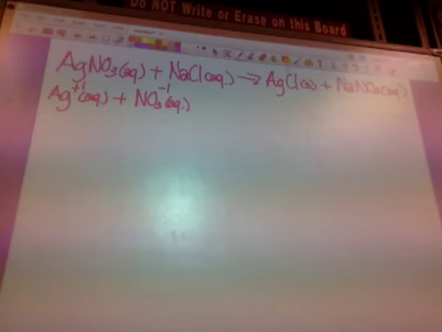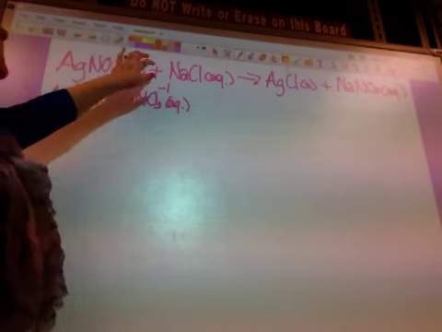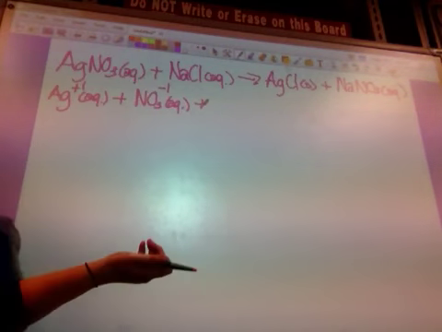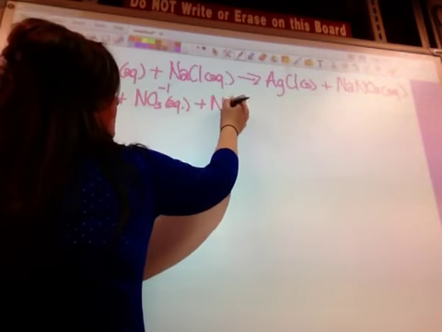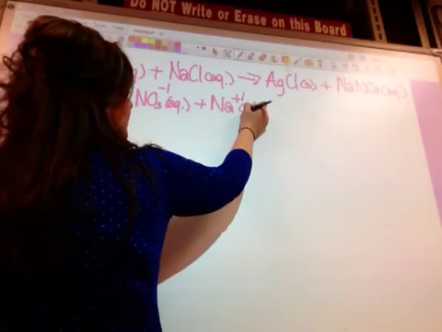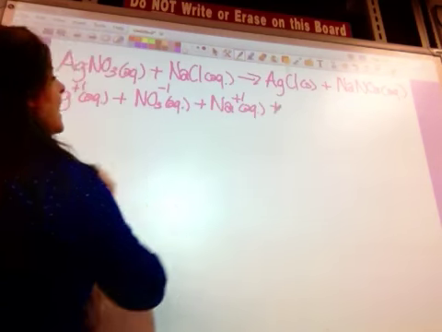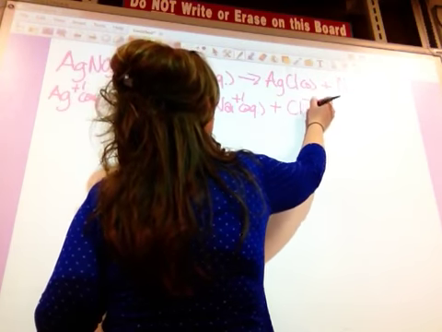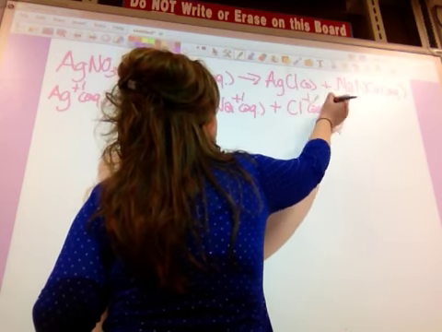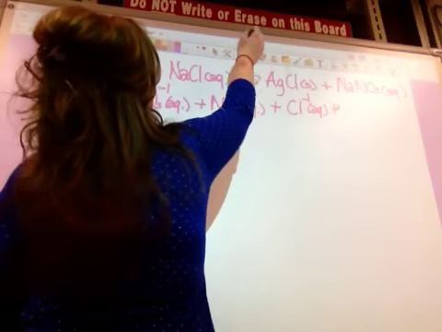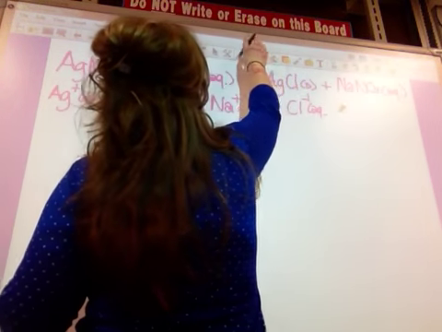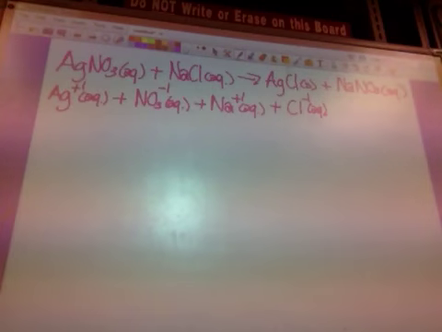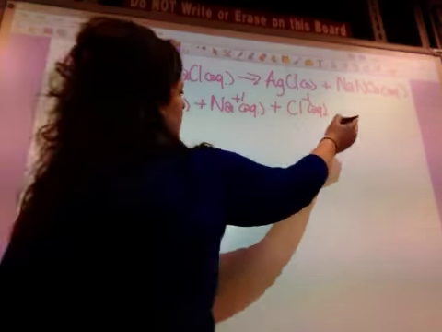I'm going to go to the next compound now that's aqueous, which I see is sodium chloride. So now I'm going to take sodium, that's the cation, so I'm going to write Na with a +1 charge, and that's aqueous. And then I'm going to write my anion, which is chlorine, and chlorine has a -1 charge, and that's aqueous. Okay, and now I'm going to continue on with my products. So here's my arrow.